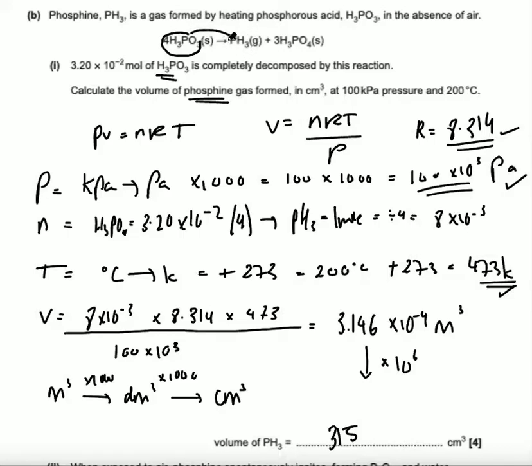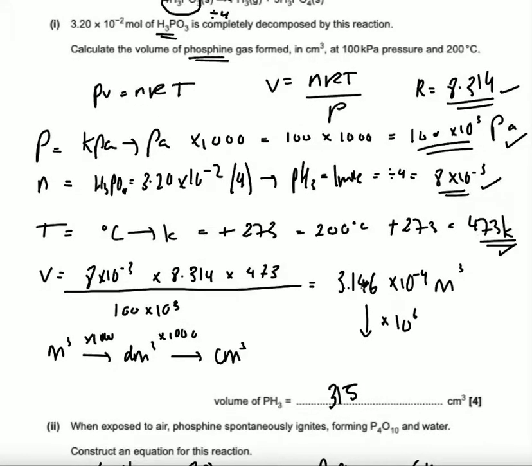Now we can move moles to the other side. If we have 4 moles, which is 3.2 times 10 to the minus 2, we have to divide by 4 to get the number of moles for 1 mole of PH3, because we have no number in front over here, so it's 1. So that's what we're doing. We're dividing by 4, and we get 8.0 times 10 to the power of minus 3 moles. Now that we have everything here, we plug it into the equation, and we should get 3.146 times 10 to the power of minus 4 meters cubed. Now, the question says calculate the volume of gas in centimeters cubed. So to convert from meters cubed to centimeters cubed, you divide by a million.